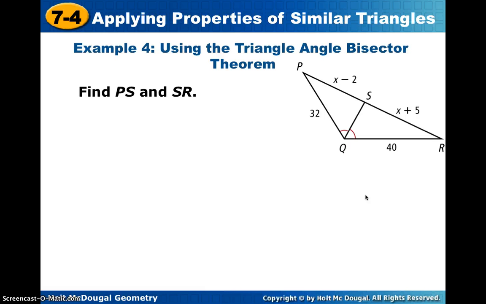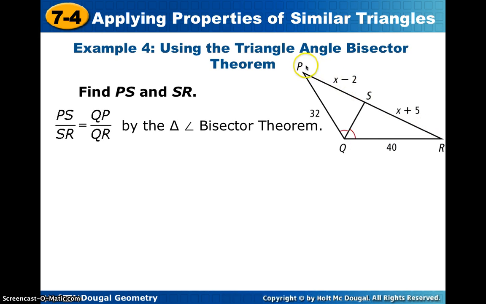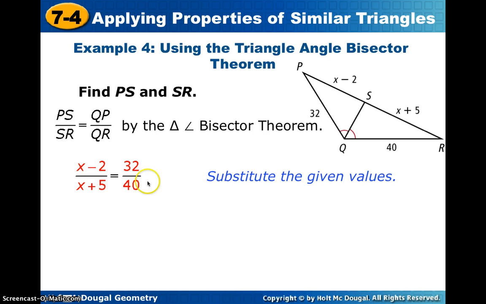So here's an example of that. Here I have these pieces of sides. First of all, let's figure out what pieces we have that we can make our ratio out of. We have PS over SR, which is the two pieces of this side, equals QP over QR. Okay, so when we plug in these values, we have a slightly harder problem here to cross multiply and solve, but we can do it.